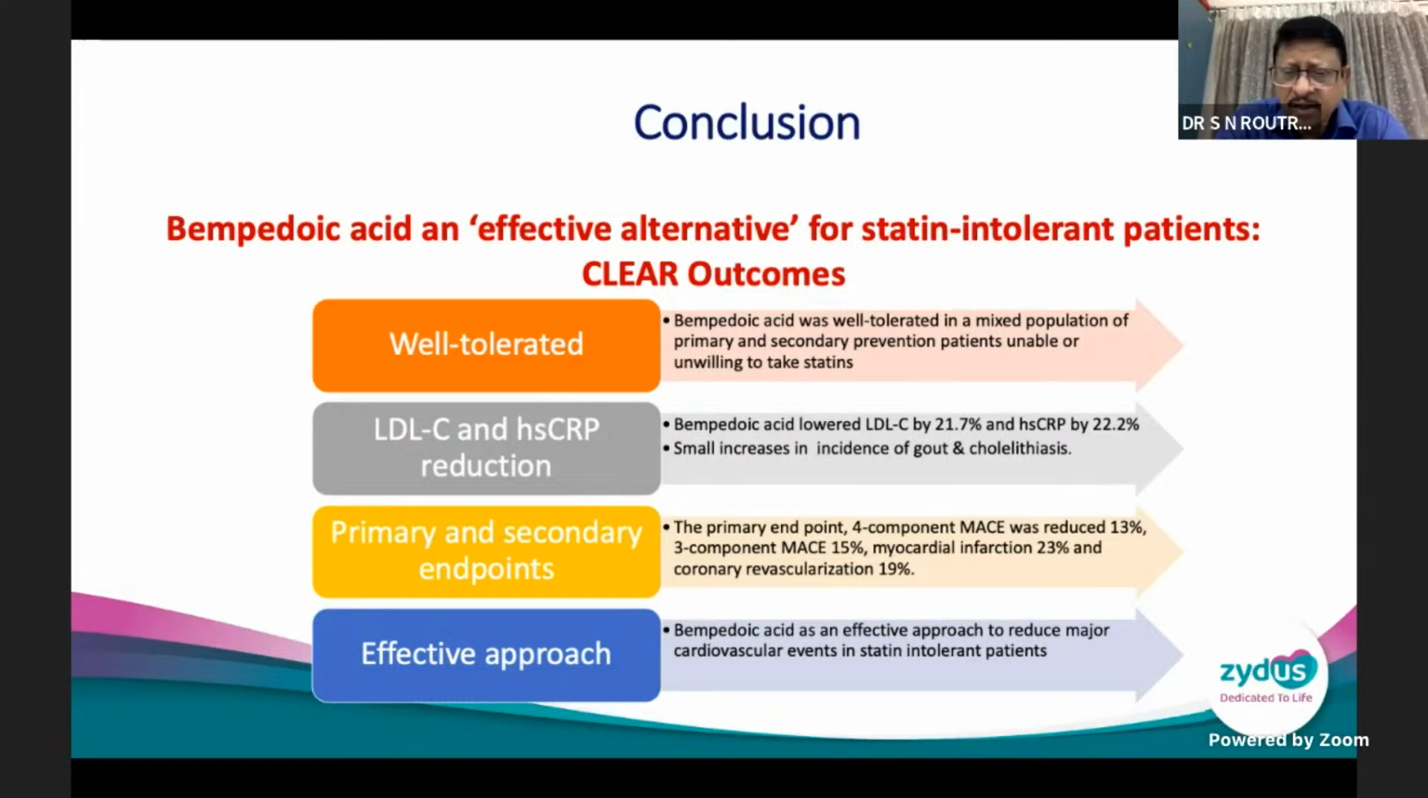Now, for the clinicians, how do we get the benefit of reducing the LDL cholesterol target in patients on statin therapy where the target is not achieved, or in patients who are statin intolerant? This study has shown that in patients who are statin intolerant or unwilling to take statins, adding bempedoic acid compared to placebo gives a definite risk reduction in primary and secondary endpoints. And the evidence is in favor of the use of bempedoic acid when the patient is statin intolerant, according to this study.